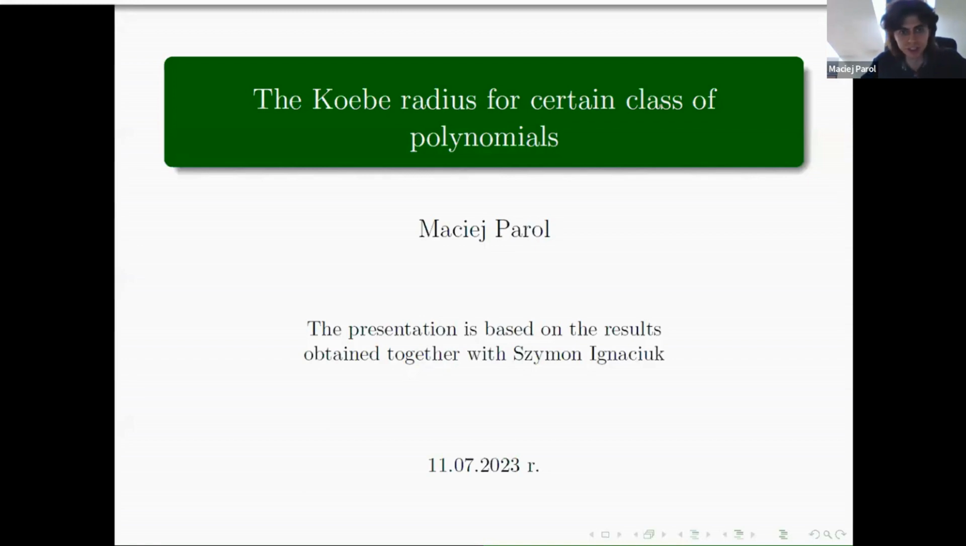My presentation has a title, The Koebe radius for certain class of polynomials, and all results are obtained together with Szymon Ignaciuk.